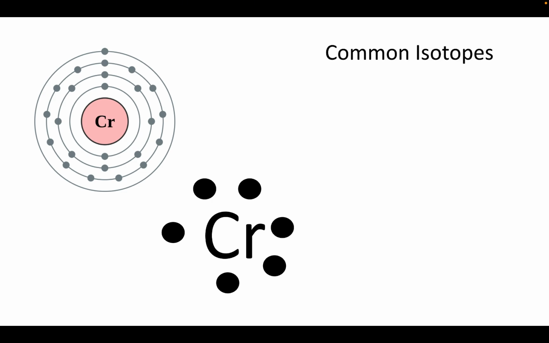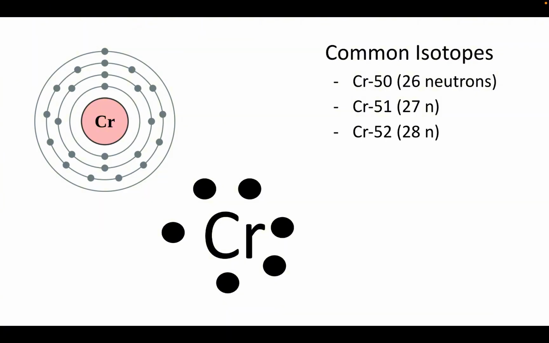Here are the common isotopes. There is chromium 50, 51, which is used in blood cell research, 52, which is the most common one, 53, and 54.